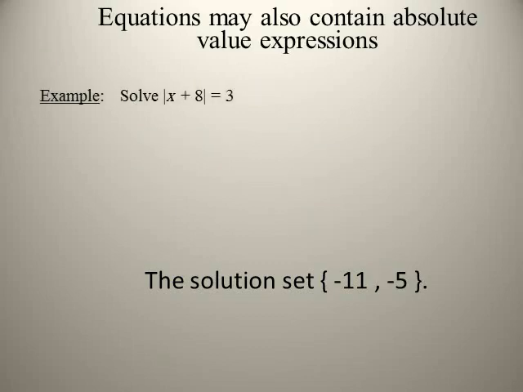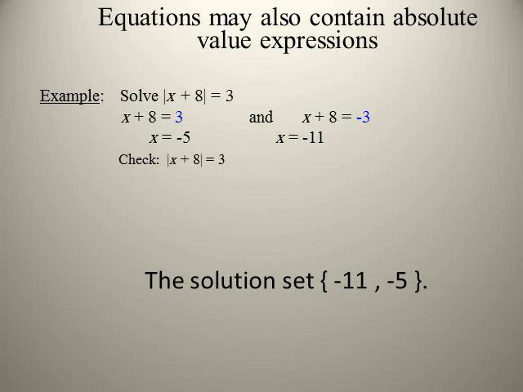Absolute x plus 8 equals 3. That means x plus 8 equals 3 or negative 3. Solve the two equations. First one will be x equals negative 5. Second one will be negative 11. Check your answer. Here we have absolute x plus 8 equals 3. Absolute negative 5 plus 8 equals 3, and also absolute negative 11 plus 8 equals 3. So the answer will be negative 5 comma negative 11.